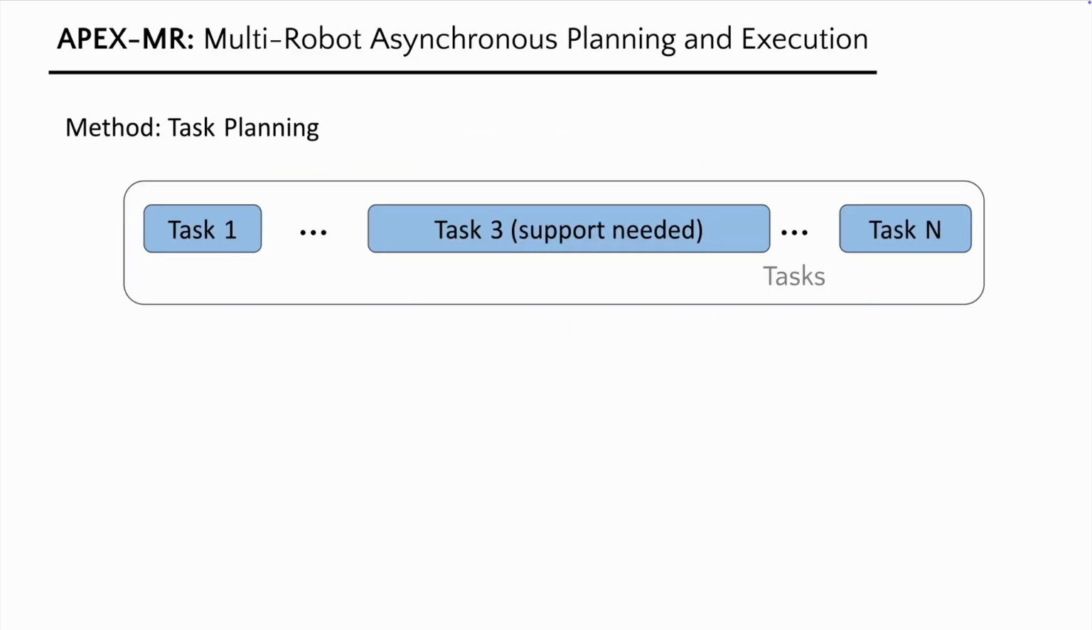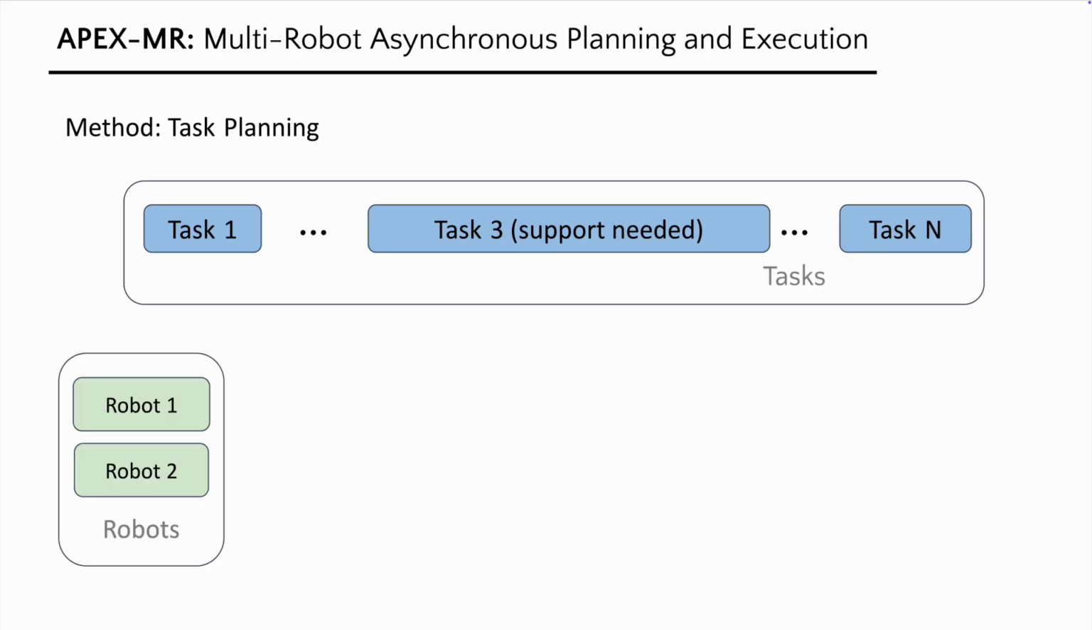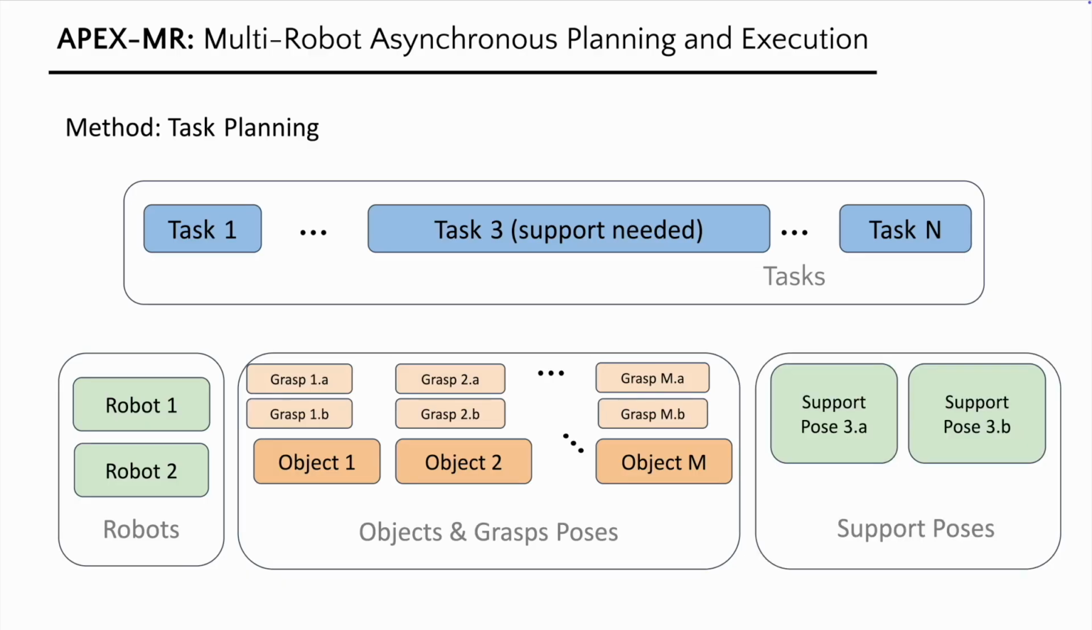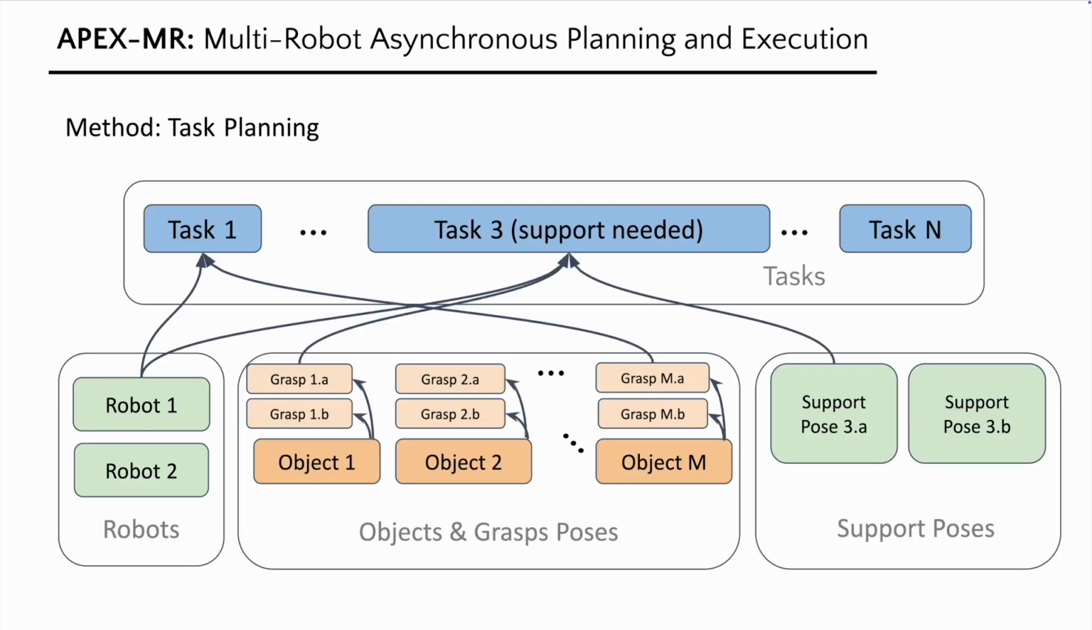For task planning, tasks must be divided among multiple robots. Each task must also be assigned an object and associated grasp pose. Some tasks require coordinated support from two robots. All of these decisions are solved with an integer linear program.